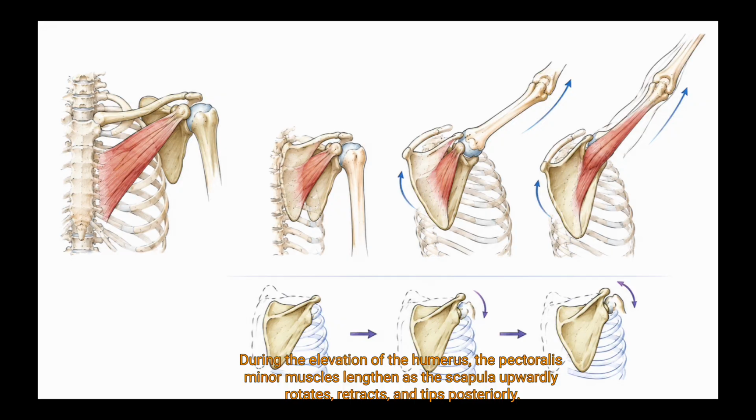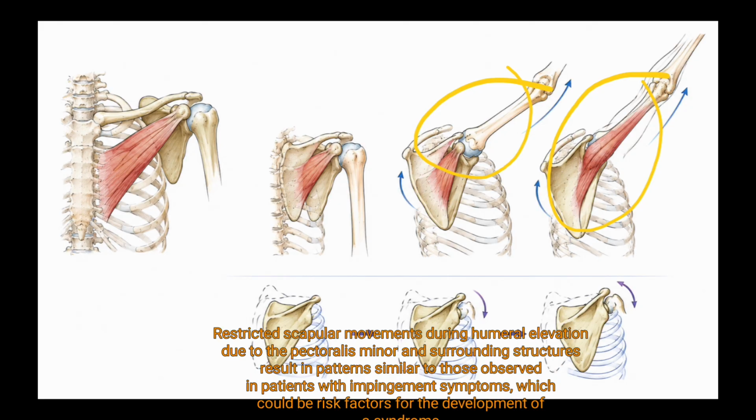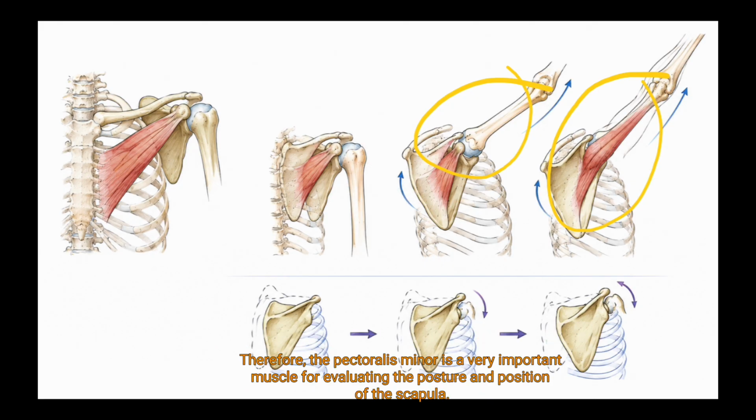During elevation of the humerus, the pectoralis minor muscle lengthens as the scapula upwardly rotates, retracts, and tips posteriorly. Restricted scapular movement during humeral elevation from a shortened pectoralis minor results in patterns similar to those seen in patients with impingement symptoms and could be a risk factor for development of the syndrome. So the pectoralis minor is a very important muscle to evaluate posture and the position of the scapula.